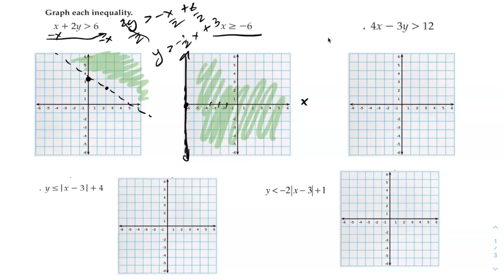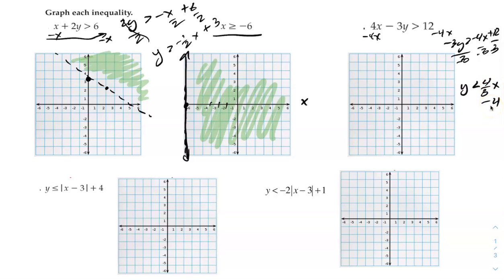There we go. Next one, again, I've got to put it in proper notation. Get that y by itself. So -3y is greater than -4x plus 12. Divide everything by -3, and since you divide by a negative, the sign flips. So it becomes y is less than 4/3 x minus 4. It's a little messy on the side here, sorry. That's what you should get.